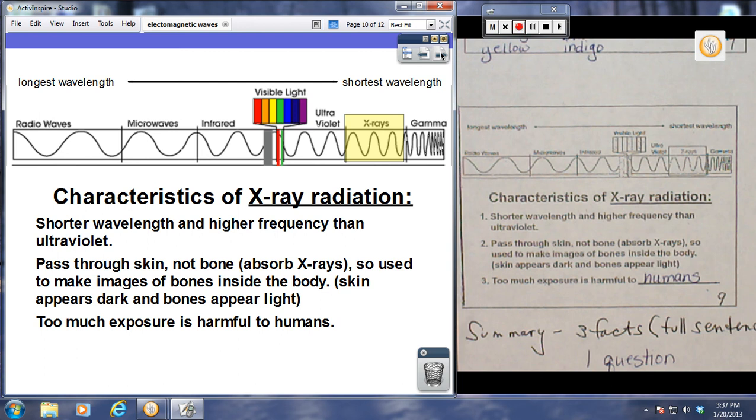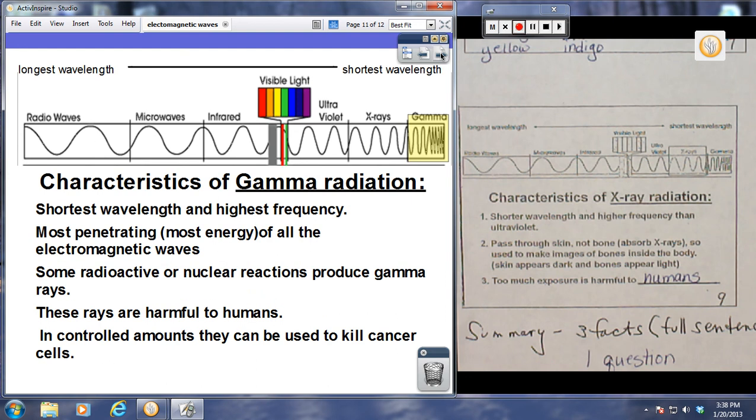Too much of this is harmful to humans, which is why when you go into the dentist, they put these big blanket type things on your body to protect you when they take X-ray pictures. It's why you see the nurses and the specialists and the doctors step out of the room when an X-ray is taken because too much is harmful to humans.